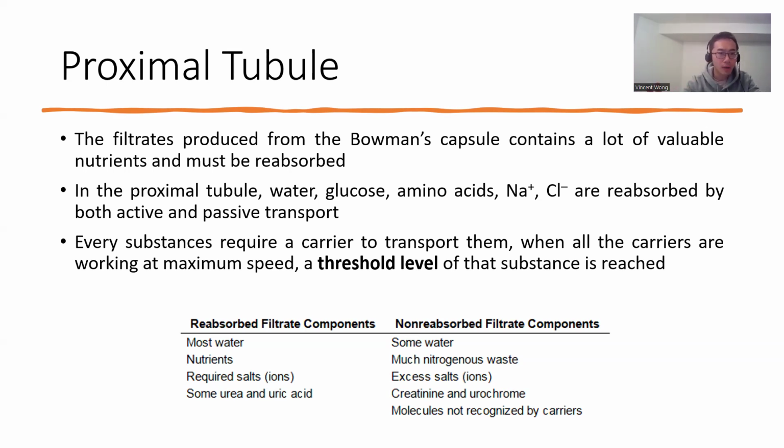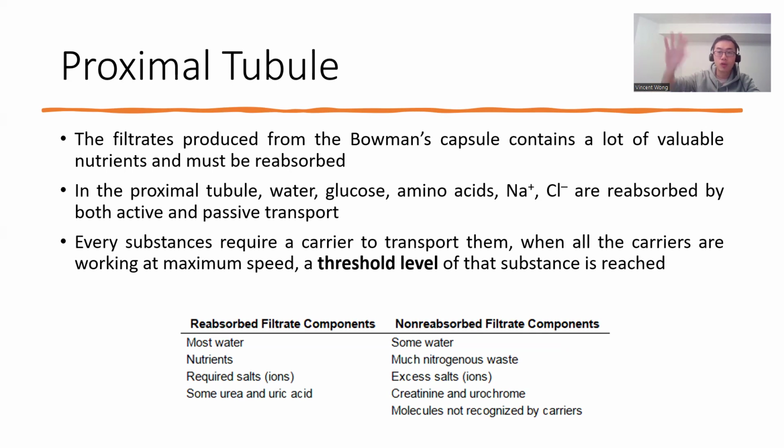So now we're going to move on to the proximal tubule. And like I said, it's important we absorb back, especially the water, along with some nutrients from the filtrate. The filtrate is the stuff in the nephron, okay?